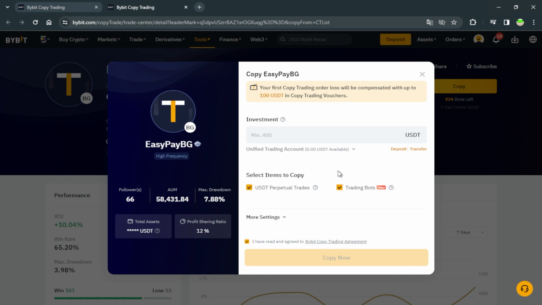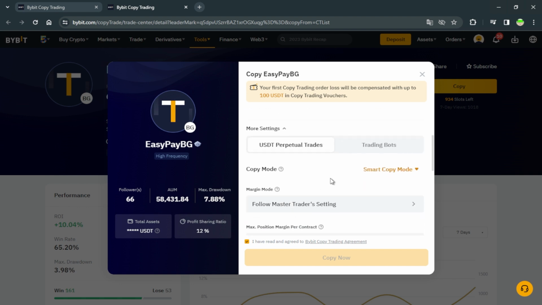Click copy. Here we have this amount. Next, look. Here we can choose to copy all of his trades and also copy the bot settings. I advise you to disable bot settings because it is not clear how he will configure the bot, and it is not recommended to copy the bot settings completely from our trader. So it is better to leave only this checkbox.